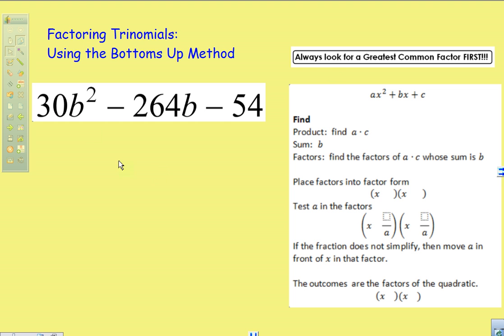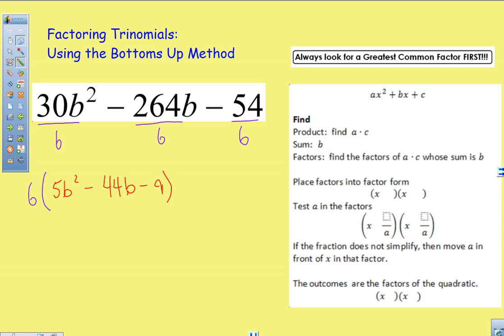So we always start off with the greatest common factor. So let's take a look at the greatest common factor. So we divide by 6, divide by 6, divide by 6. Now, it looks like 6 is the largest thing they all have in common. This time we don't have a variable because the constant term doesn't have a variable. So we get 6, and that leaves us with 5b squared minus 44b minus 9.